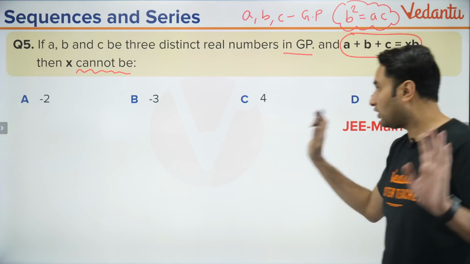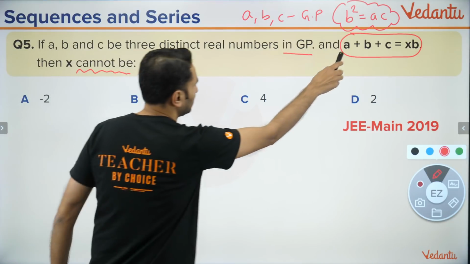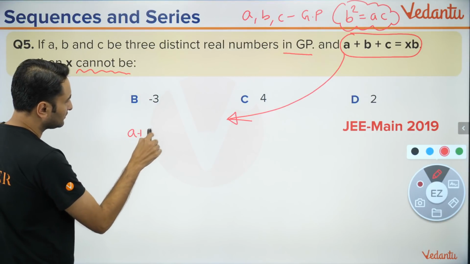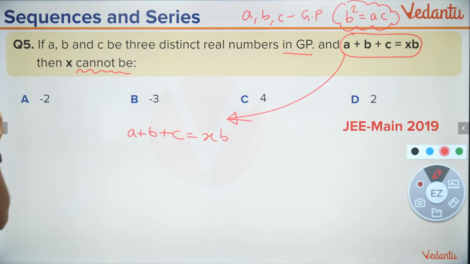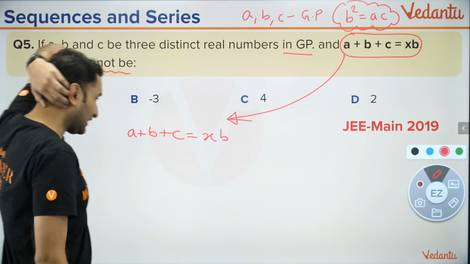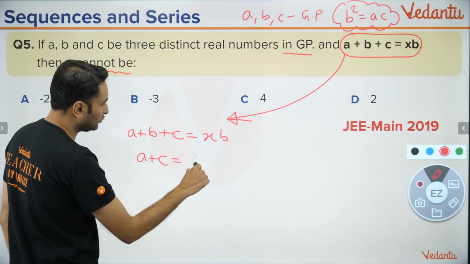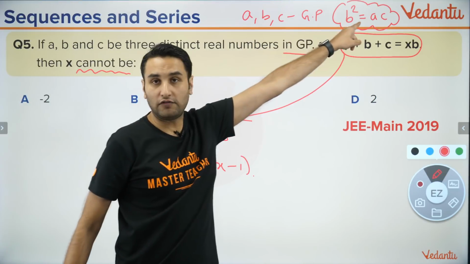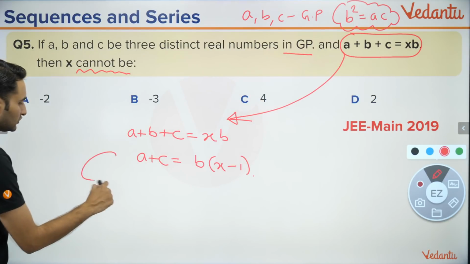ये तो सबको पता है. All of you know B square is AC. चलो बड़ी अच्छी बात है. Now let us start coming from here. So what is given? मुझे पता है A plus B plus C is equal to XB. अच्छा, क्या करूं? I want to use this B square is equal to AC. क्या करें? Let's take B on that side. तो मेरे पास आ गया A plus C is equal to B कॉमन ले लो, X minus 1. I want to use this. To use this, let us square.